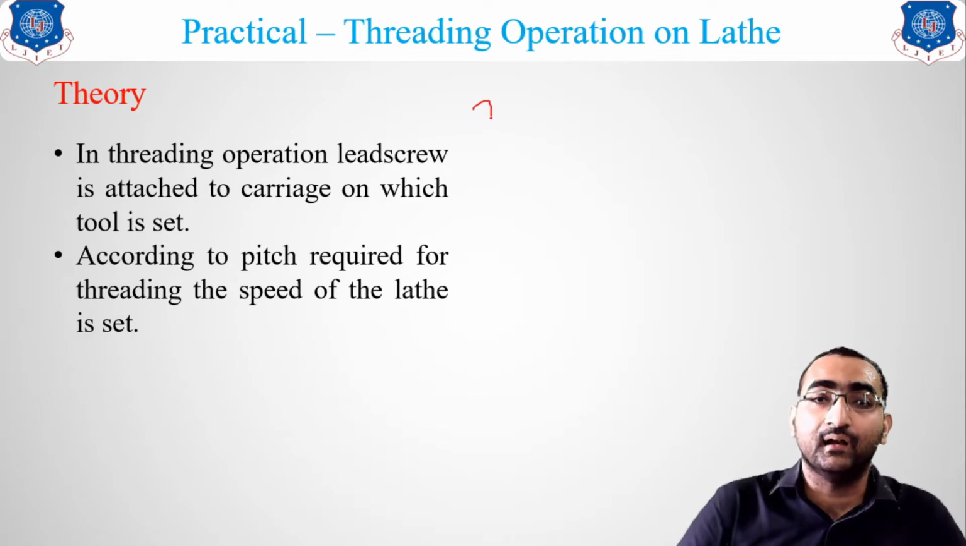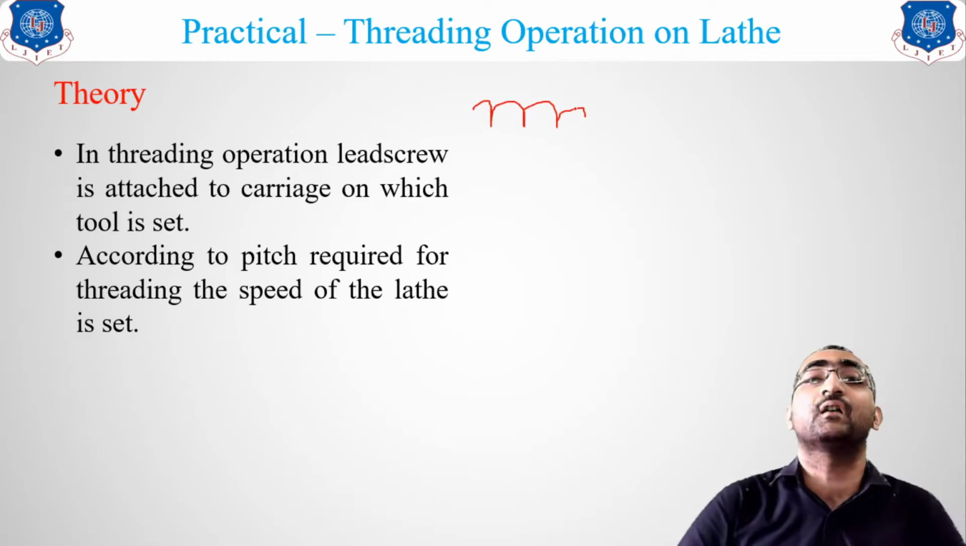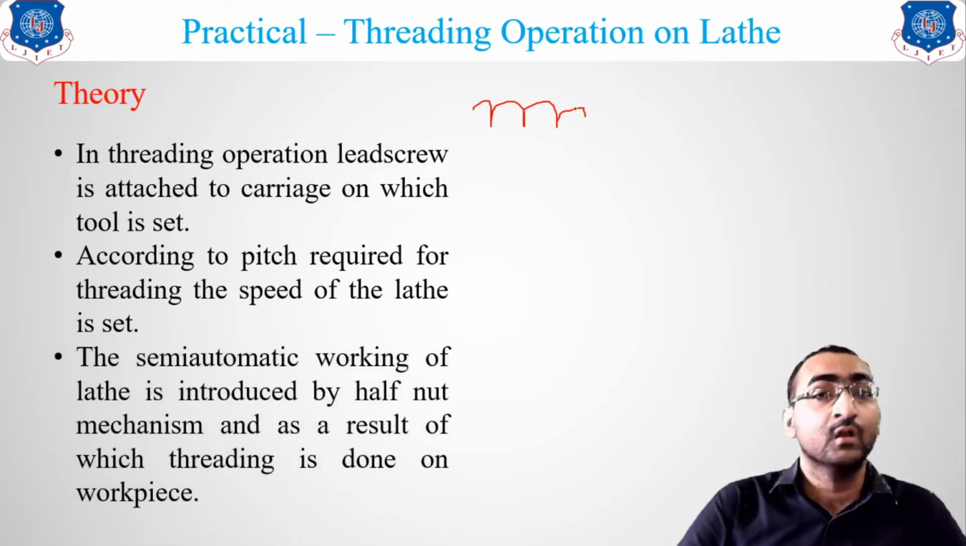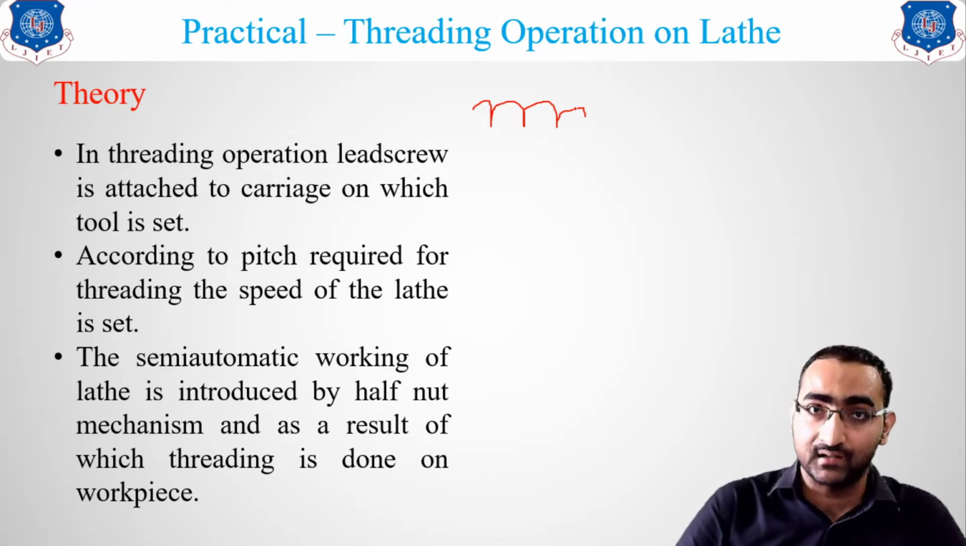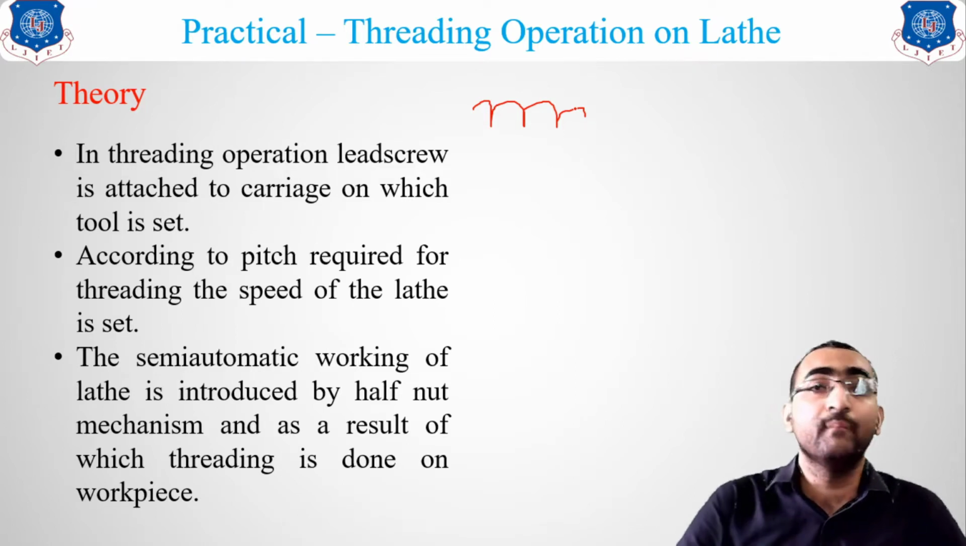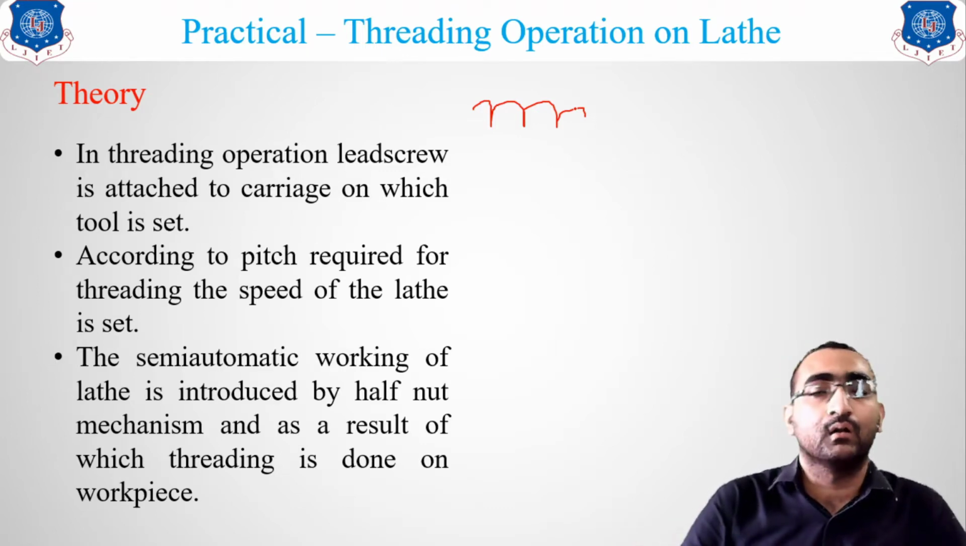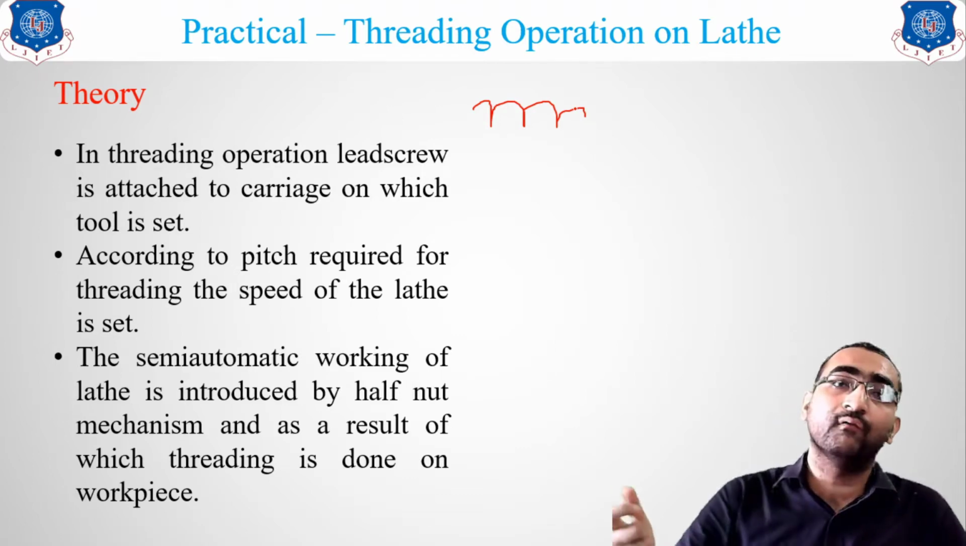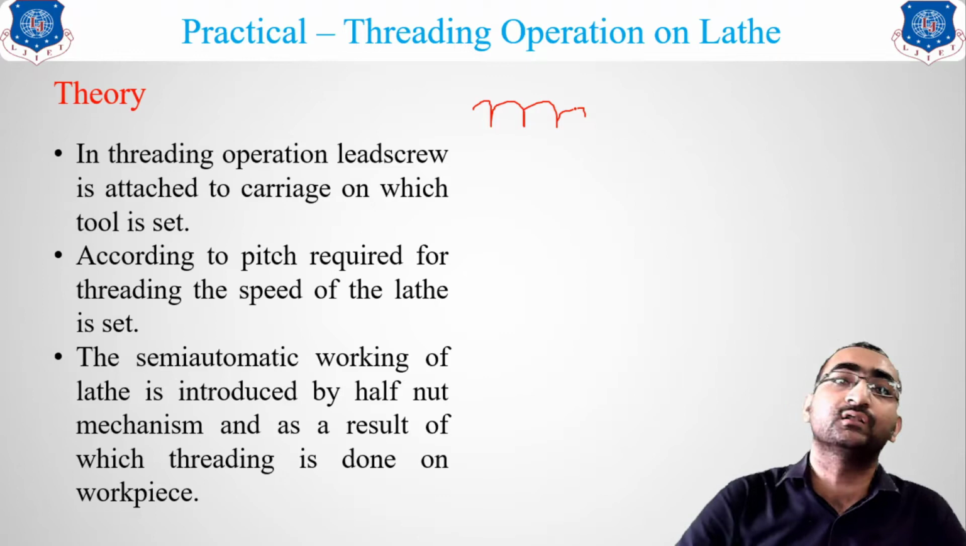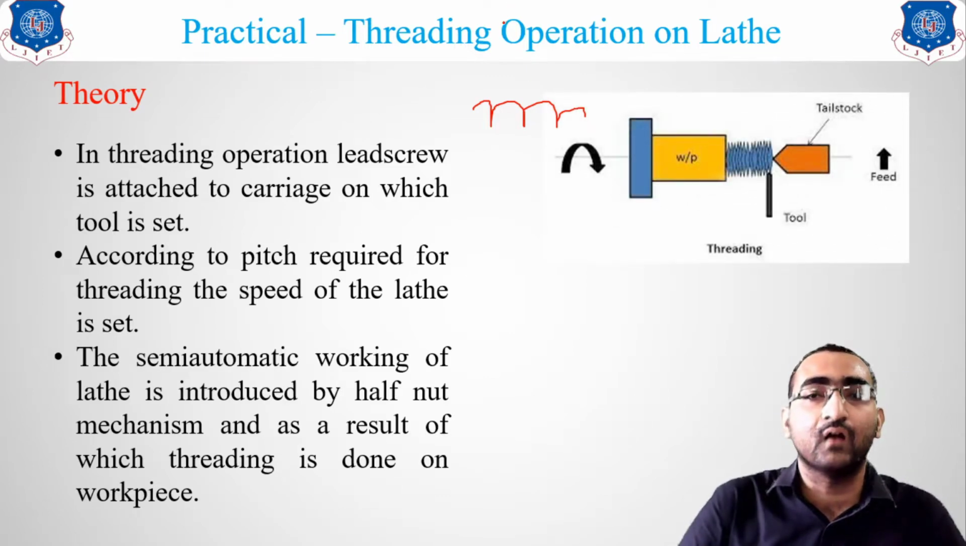Now how does this work? This is the type of curvature we are going to perform on the workpiece. A semi-automatic working of the lathe is introduced by the half nut mechanism. When we attach the half nut mechanism, the movement of the lathe becomes automatic. We don't have to give any feed. Automatically the lead screw will move our carriage, and due to that movement of the carriage, the tool will move, and this is how it works. This is the tool which is set over here. This is the workpiece.